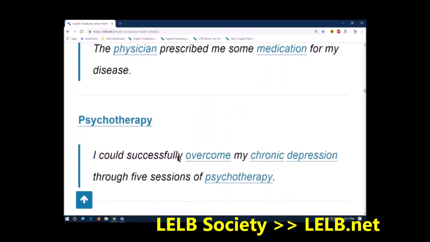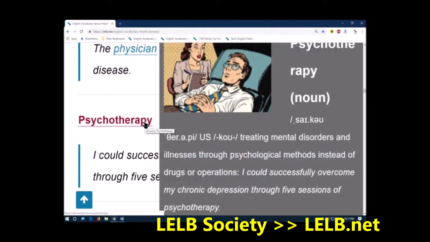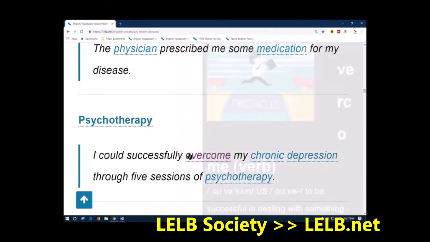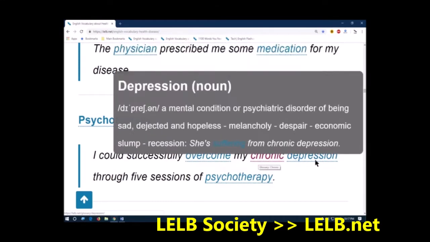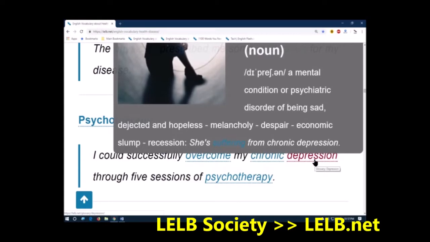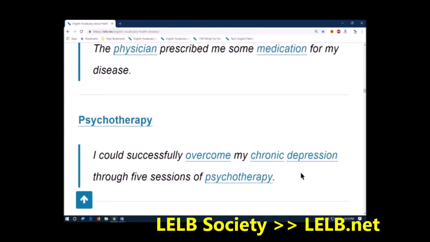Psychotherapy. Psychotherapy means treating mental disorders or illnesses through psychological methods instead of drugs or operations. I could successfully overcome or deal with or handle my chronic depression, chronic lasting for a long time. Depression, it means a mental condition or psychiatric disorder of being sad, dejected and hopeless, melancholy, despair, and also it means economic slump or recession. This is the second meaning. So, I could successfully overcome my chronic depression through 5 sessions of psychotherapy. It's clear.